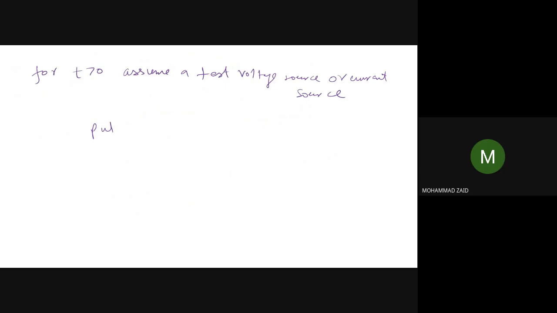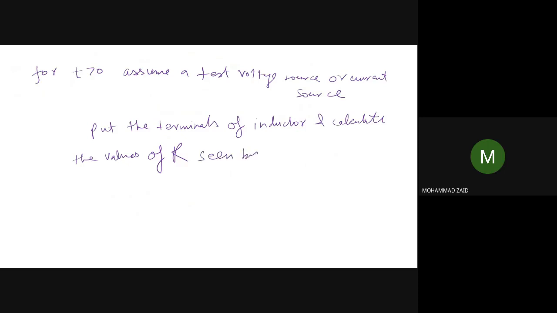Put a source at the terminals of the inductor and calculate the value of R seen by the inductor. For t greater than 0, the circuit can be redrawn like this: a resistance and a dependent voltage source, plus minus 3i.